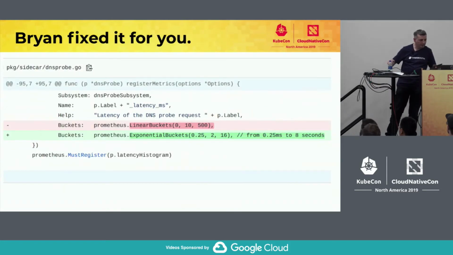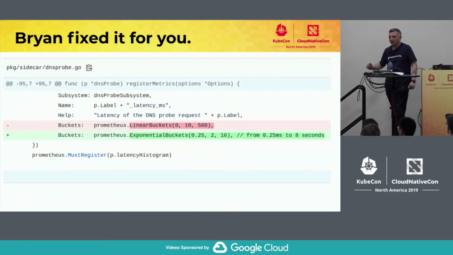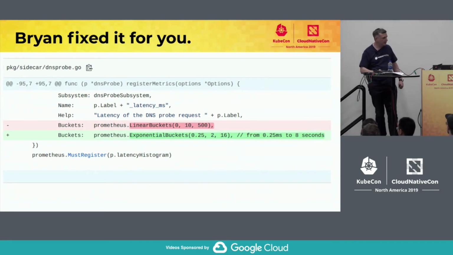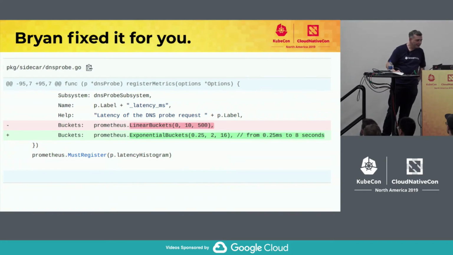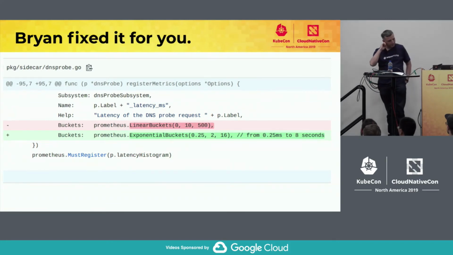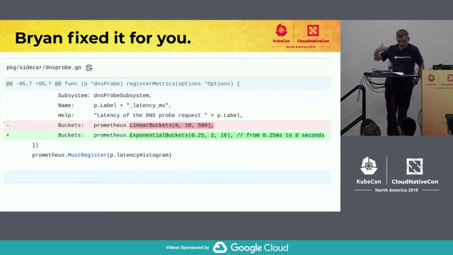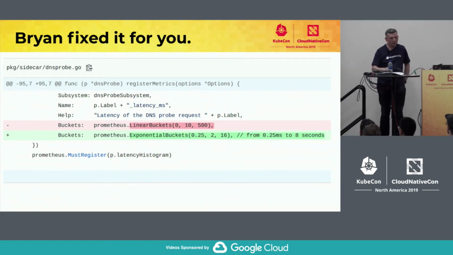Never mind. Somebody fixed it. I happen to be able to find that PR, and I switched it out to exponential buckets, which goes up by a multiple, which probably makes more sense a lot of the time. You probably want the fine detail at the low end, and then if your DNS request takes 10 seconds, then you probably don't care whether it was 10 or 12 or, you know, you've lost hope at that point.